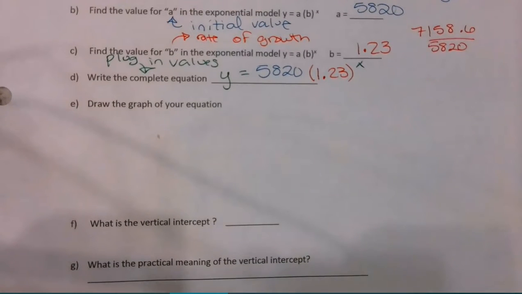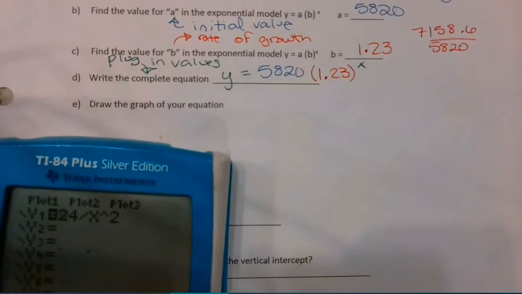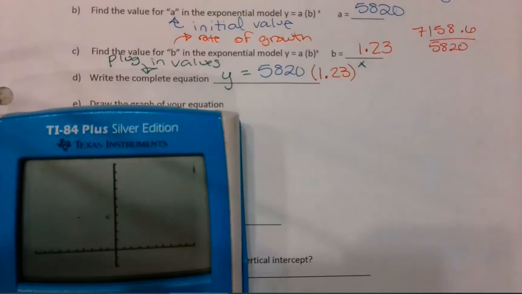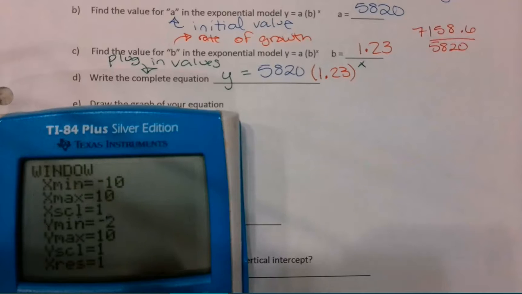E wants me to draw a graph of my equations, so what I'm going to go do is graph this on my calculator. I have 5,820 times 1.23 to my exponent. When I hit graph, it probably will not show up on my screen because my window is not good. Okay. My thinking bar went away, so I'm going to go window.